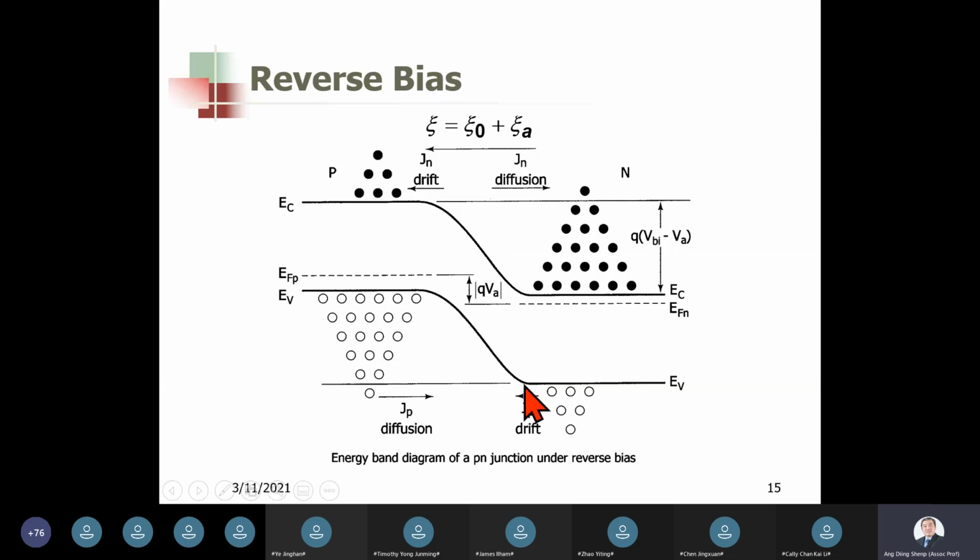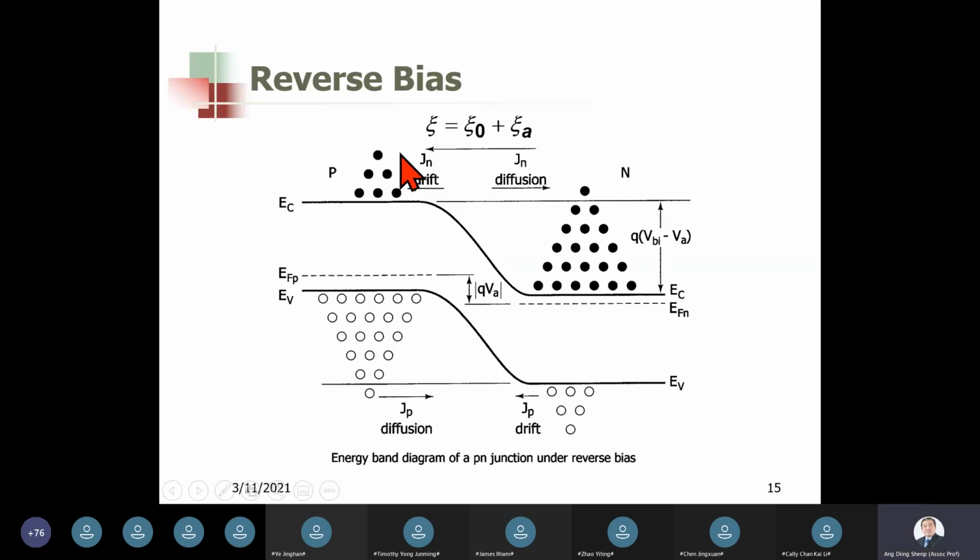However, if you examine the direction of the electric field under reverse bias condition, you can easily realize that this direction actually favors the movement of minority carriers on both sides of the junction, across the junction. Now, if you consider the P region, what are the minority carriers? They are the electrons. So the electrons can actually easily drift across the junction under reverse bias.